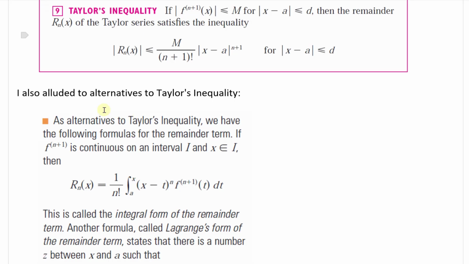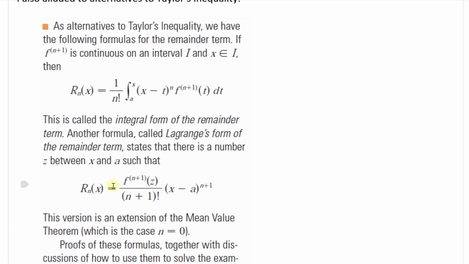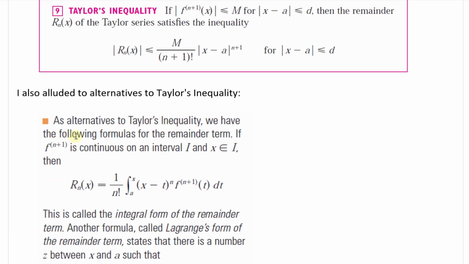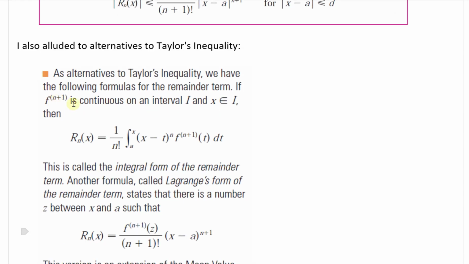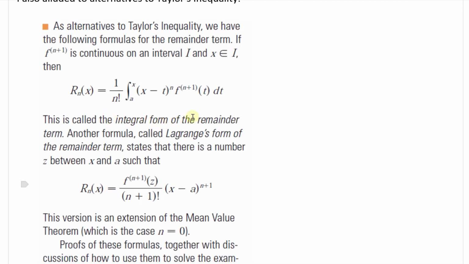So very fascinating. I also alluded to alternatives to Taylor's inequality, which I'll be going over in this video, and these first came up in my last video. As alternatives to Taylor's inequality, we have the following formulas for the remainder term. If the n plus 1 derivative is continuous on an interval I and x is an element of I, then the remainder R_n(x) equals 1 divided by n factorial times the integral from a to x of (x minus t) to the power of n times the n plus 1 derivative of f at t, dt. This is called the integral form of the remainder term.